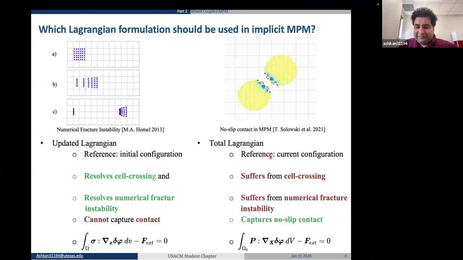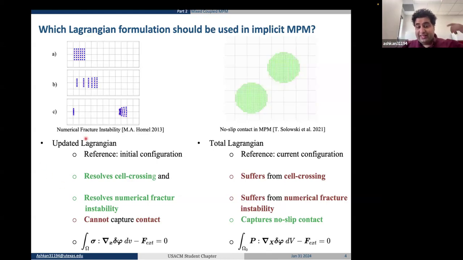In updated Lagrangian, the reference is the current configuration, but it suffers from cell crossing instability, which I mentioned in the previous slide, these discontinuous derivatives. Another issue in addition to that is numerical fracture instability, which you can see in this figure. When there are few material points, a part of the material might separate from the other ones. In updated Lagrangian MPM, you might see that, but it can capture no slip contact, which is one of the inherent properties of MPM, as you can see in this figure.